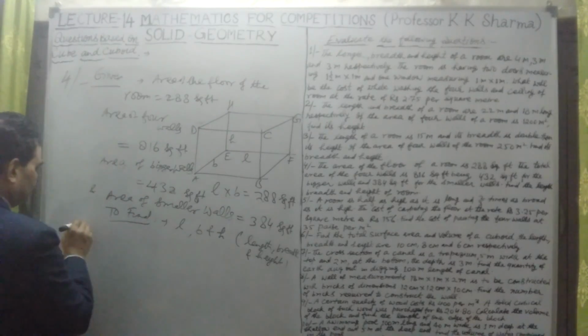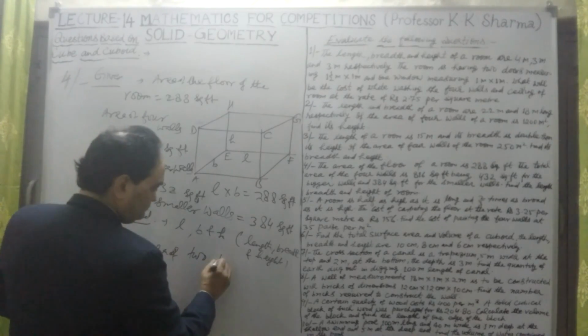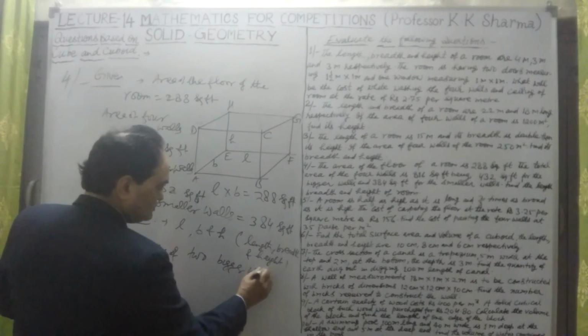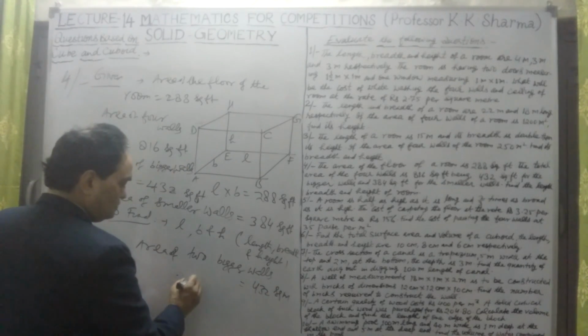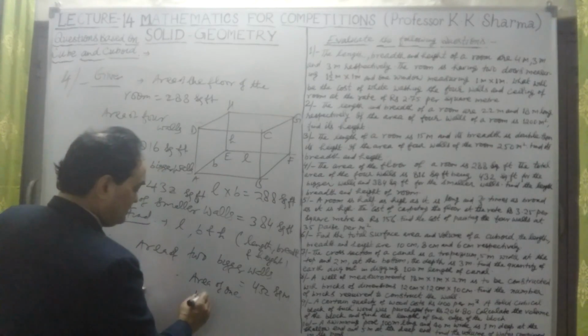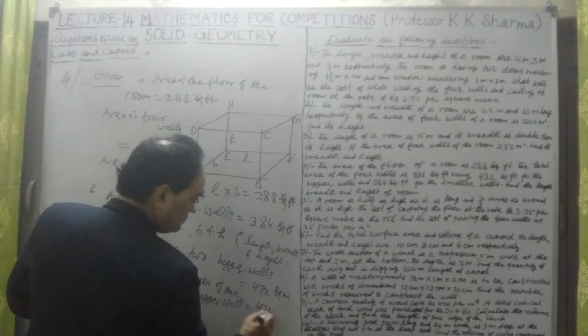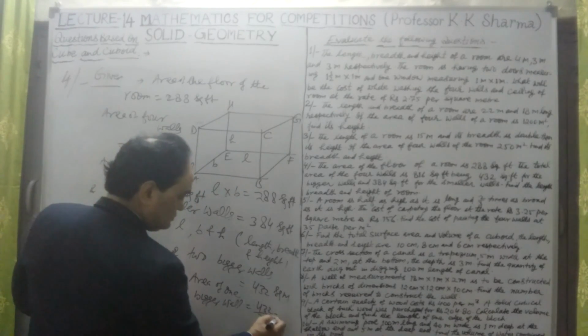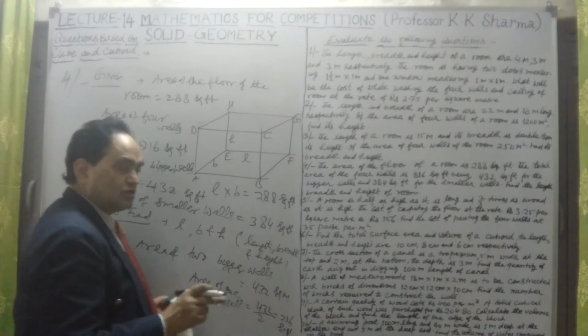Okay, so let me write the solution. The area of two bigger balls is equal to 432 square feet. Therefore, the area of one bigger ball is equal to 432 upon 2. 2 1 ja, 2 6 12, so 216 square feet. This is the area of one bigger ball.